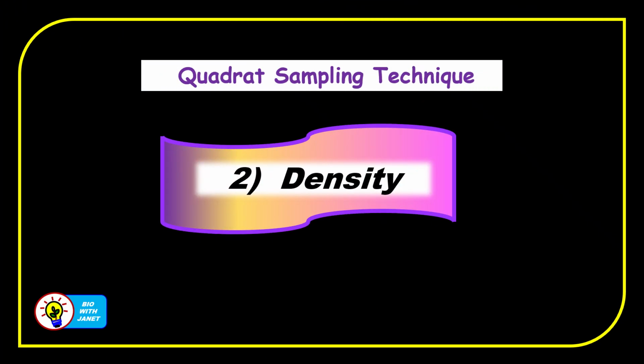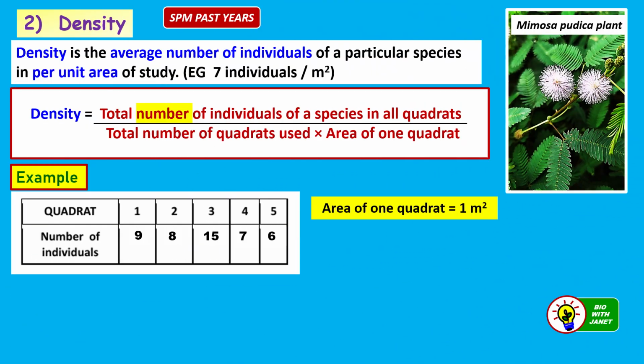Next, let's discuss density. Density is the average number of individuals of a particular species per unit area of study. For example, 7 individuals, or 7 Mimosa pudica plants, per meter squared on the average. Now this is the formula: density equals the total number of individuals, that is the number of individuals of the species in all quadrats, over the total number of quadrats used times the area of 1 quadrat.